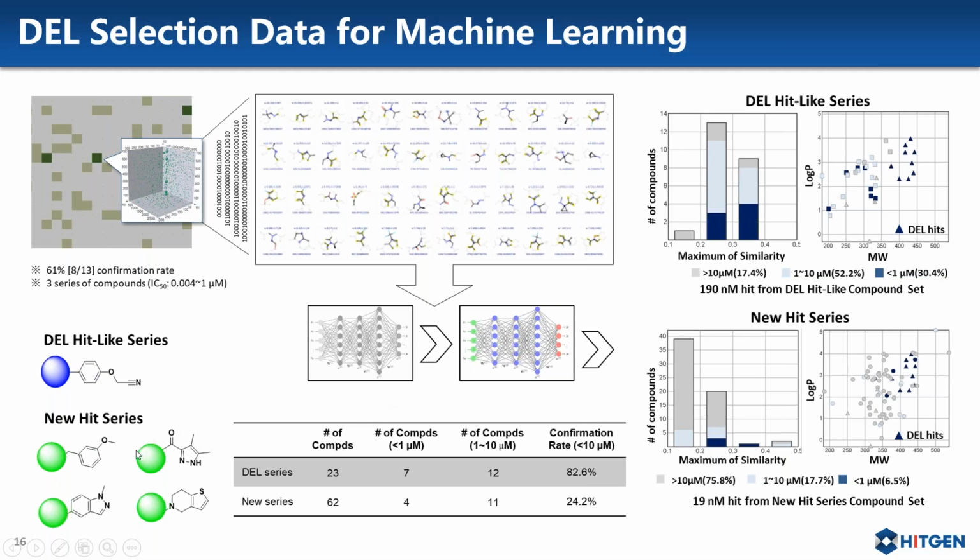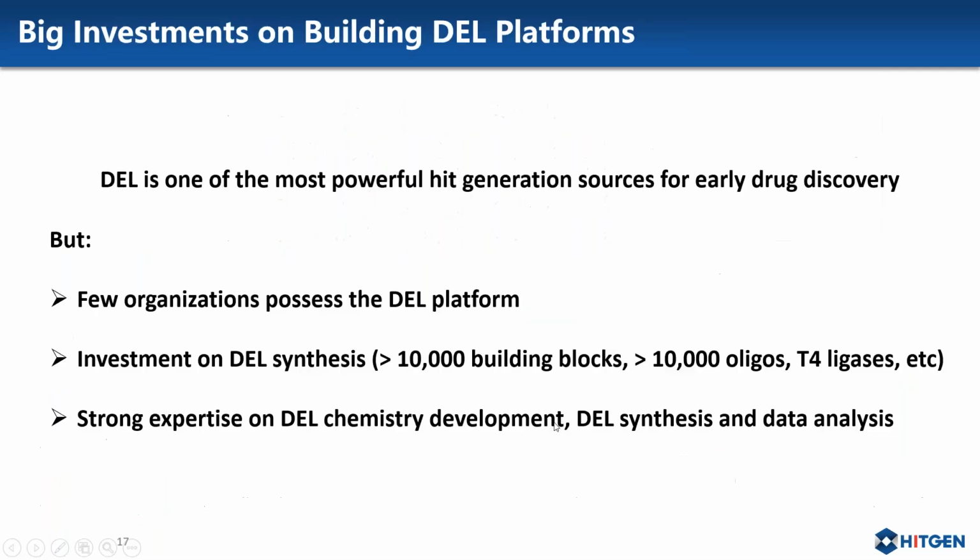The first series of compounds contains the same moiety as DEL molecules. The hit confirmation rate of this series using DEL machine learning is very high. 83% of the compounds were tested as active. The second series is quite novel and is structurally different from DEL hits. 24% of selected compounds proved to be active. The highest activity is 19 nanomolar. As we mentioned before, DEL selection data is very useful for medicinal chemists and computational scientists.